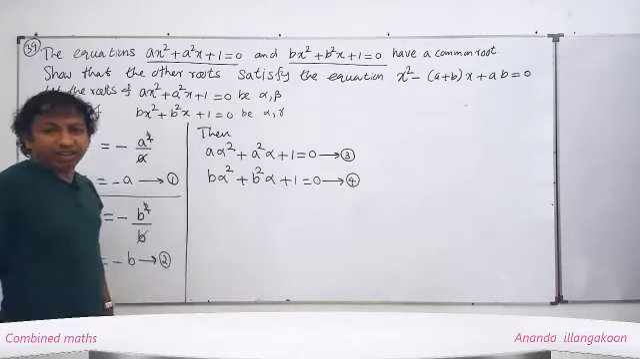Now people, I am going to find this alpha common root. To find that one, this is what I do, people. I take this 3 minus 4.